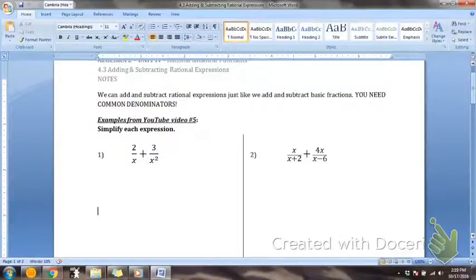Okay, 4.3 is an extension of rational expressions. So we just finished a lesson on multiplying and dividing fractions. So now we're going to add and subtract fractions. If I gave you the problem, well, not that problem, if I gave you the problem 1/2 plus 3/4, what would we have to do there?